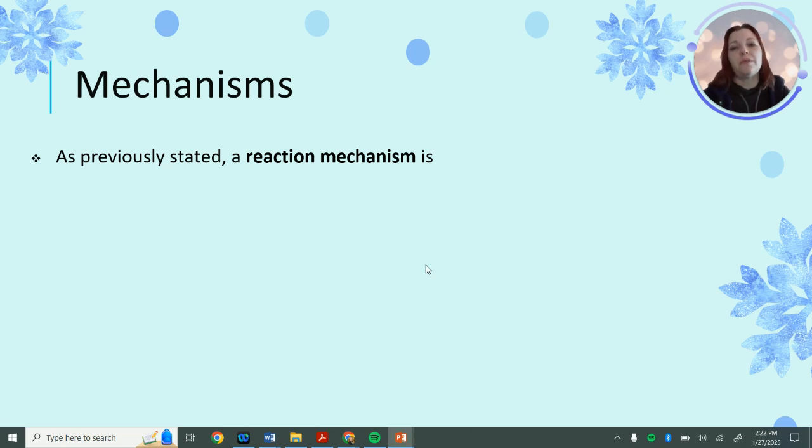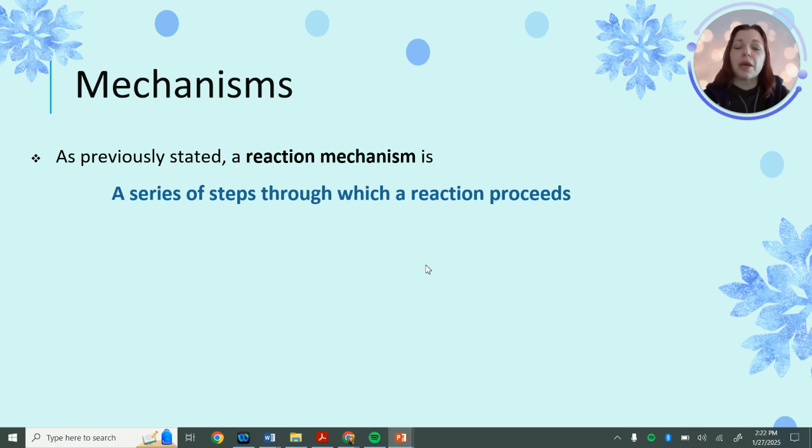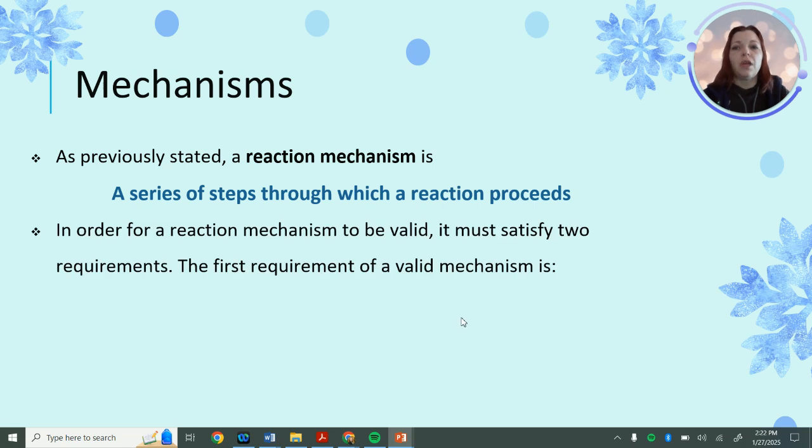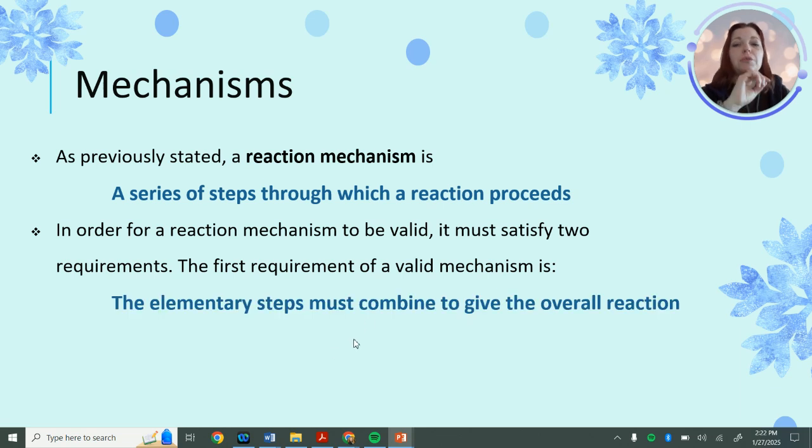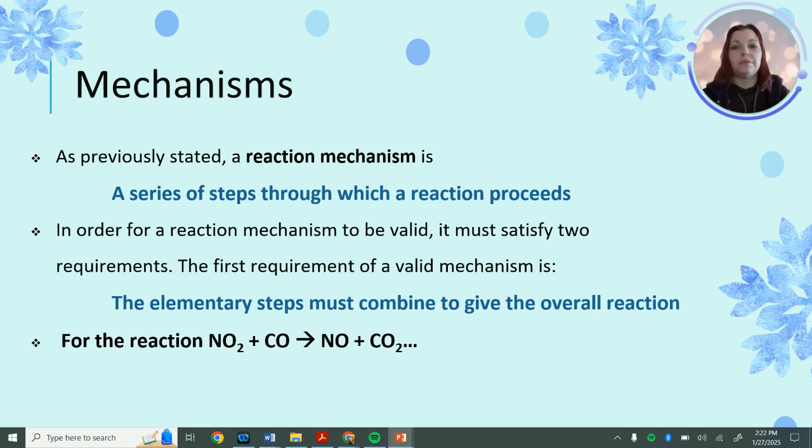So as previously stated, a reaction mechanism is a series of steps through which a reaction proceeds. In order for a reaction mechanism to be valid, it must satisfy two requirements. The first requirement is that the elementary steps must combine to give the overall reaction. In other words, all of the reactants must sum to give the reactants for the overall process, and then all of the products must sum to give the products of the overall process.